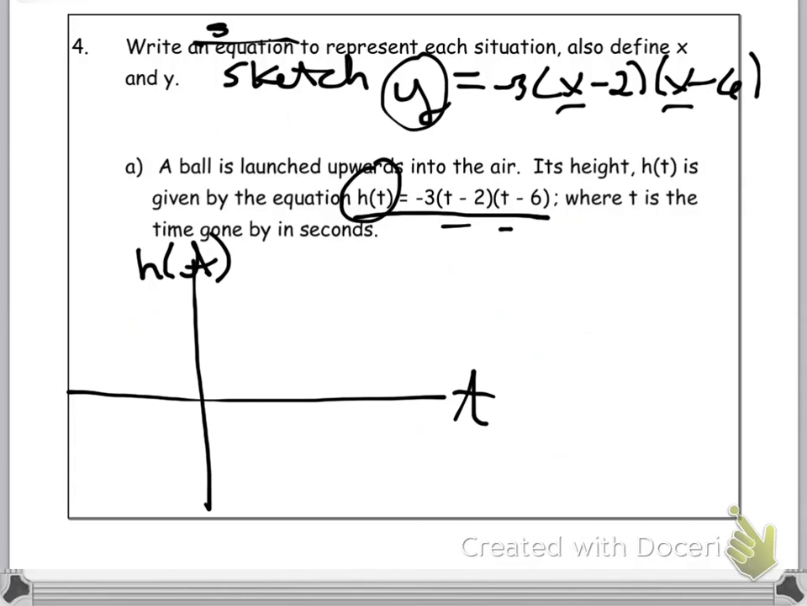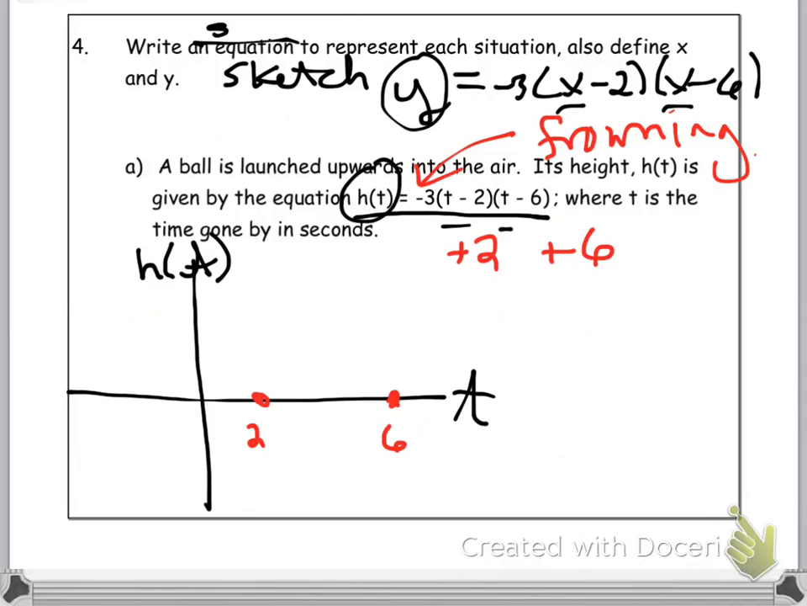So +2 and +6 are our x-intercepts. This guy is frowning. So the parabola goes like this.